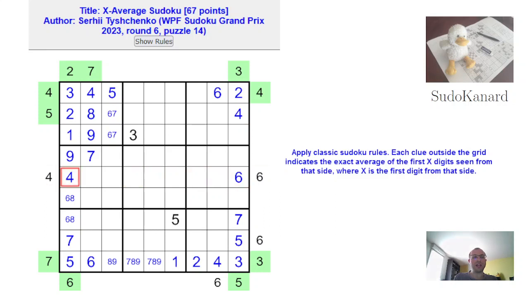So here we have a sum of 9. So those must be 2 and 3. And that's interesting because the sum of all 4 digits here is 16. Here we have 9. So the fourth digit must be a 7. That's not 7, that's 7. And with that, this 4 clue is fulfilled and this 6 clue is fulfilled.